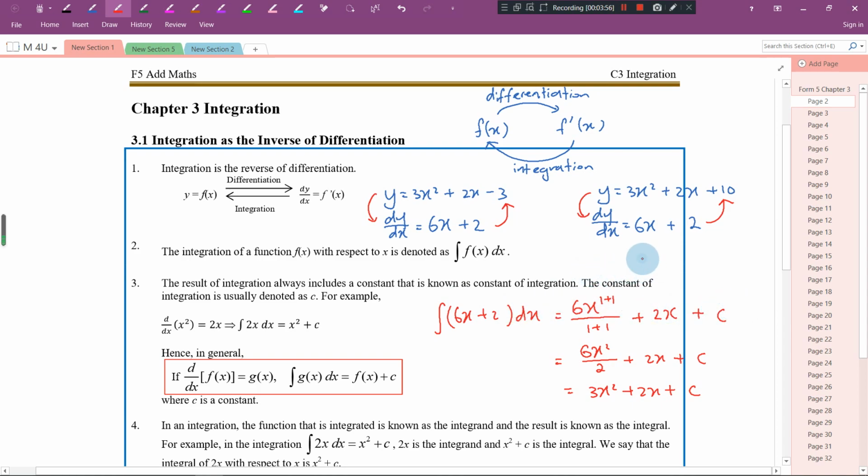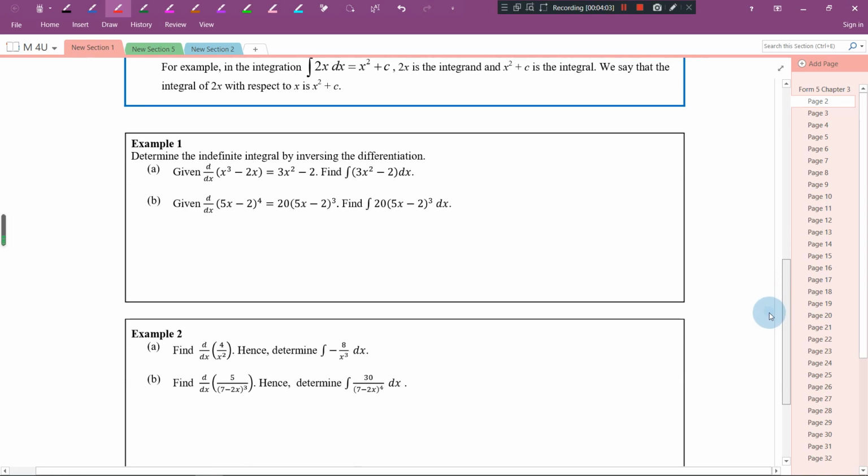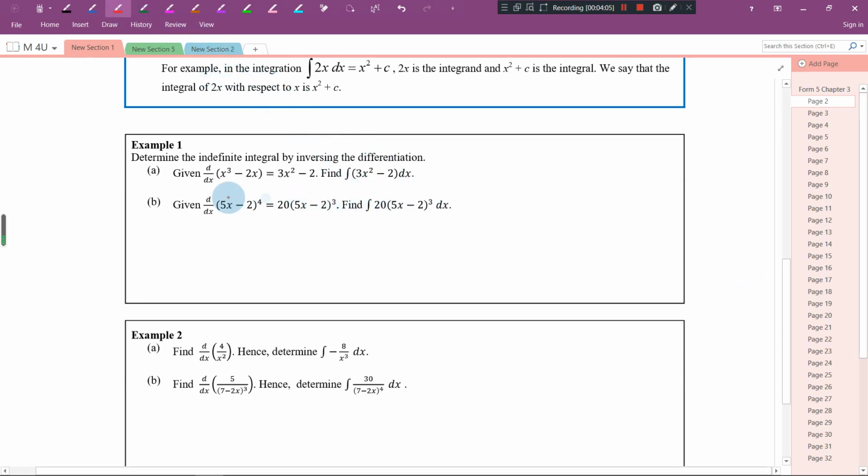Now, let's look at a few other examples. Determine the indefinite integral by inversing the differentiation. So the question tells us that dy dx, if you differentiate this one, you get this, 3x squared minus 2. Now we know that integration is actually the reverse of differentiation, right? So now the question asks us to integrate this one, which is this one.